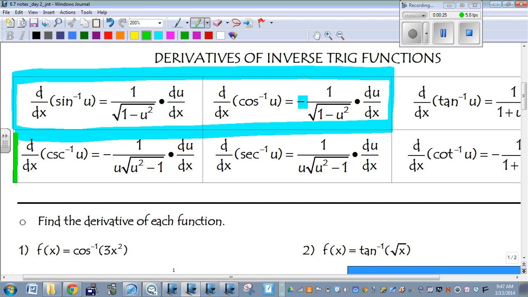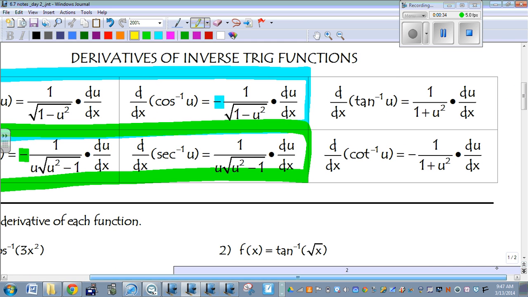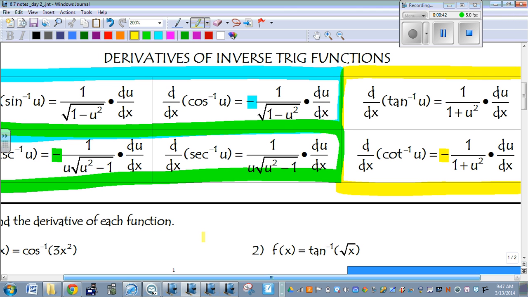If you look at inverse cosecant and inverse secant, they're the same except inverse cosecant has a negative. And if you look at inverse tangent, inverse cotangent, again, they're the same except for a negative. Which ones have the negative? The C's, just like regular derivatives. Remember, derivative cosine, cosecant, cotangent, those all have a derivative that are negative.